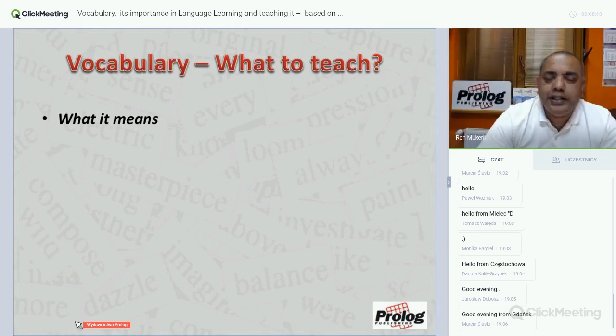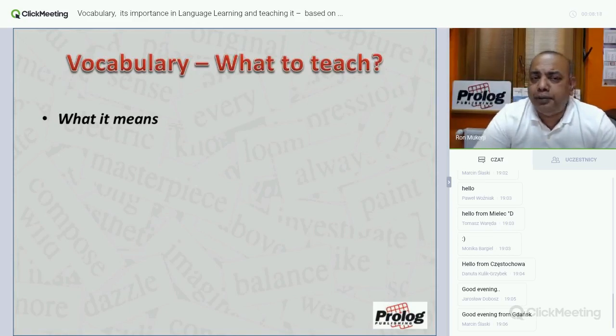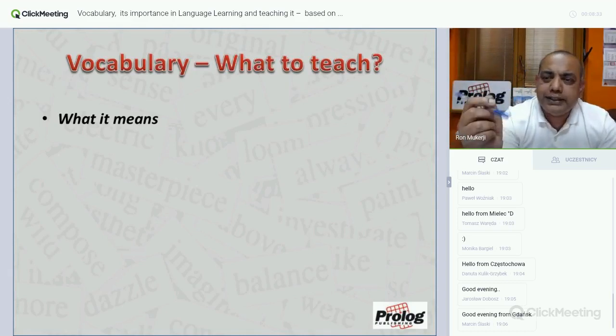So the first thing is obvious, what it means. It is vital to get the meaning across of what a piece of vocabulary means. Now, what you see here, what it means, is actually not everything. It also means what it does not mean. Let me give you an example. Here, this is something, let's say, an A1, A2 student doesn't know what this is. You're teaching the word pen. What would you say? How would you explain the meaning of something called pen?